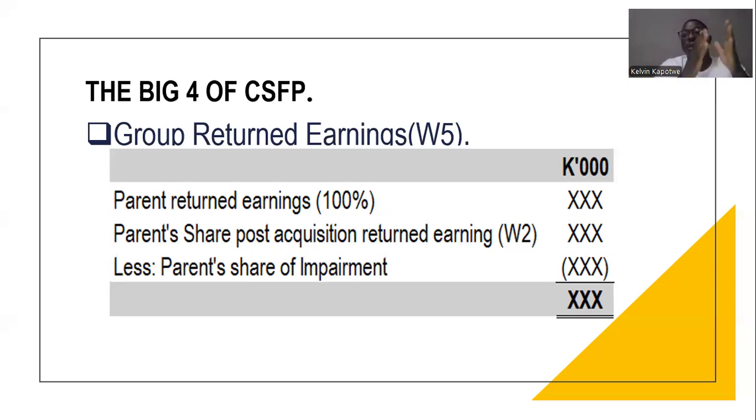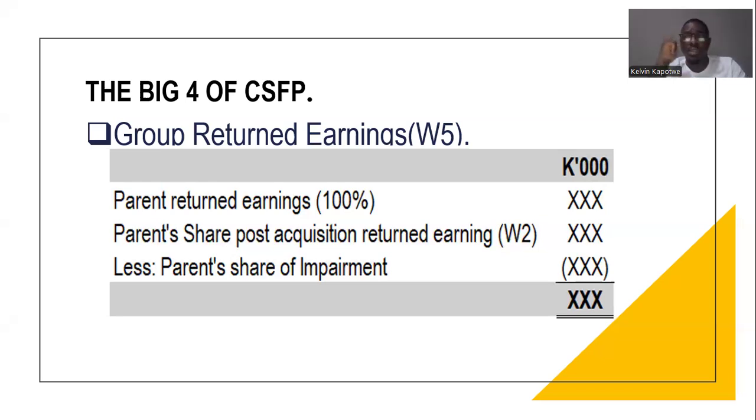So the parent share of the post-acquisition retained earnings, you've seen in working number 2. So it's coming from the net asset calculation that we did in the first place. So that post-acquisition reserves, we are going to apportion it according to the ownership between the parent and the NCI. Then we are going to less impairment on goodwill from working number 3. So the goodwill impairment in the third working, we are going to apportion according to the parent's share of that impairment. So after doing that, then we are going to calculate the group retained earnings.